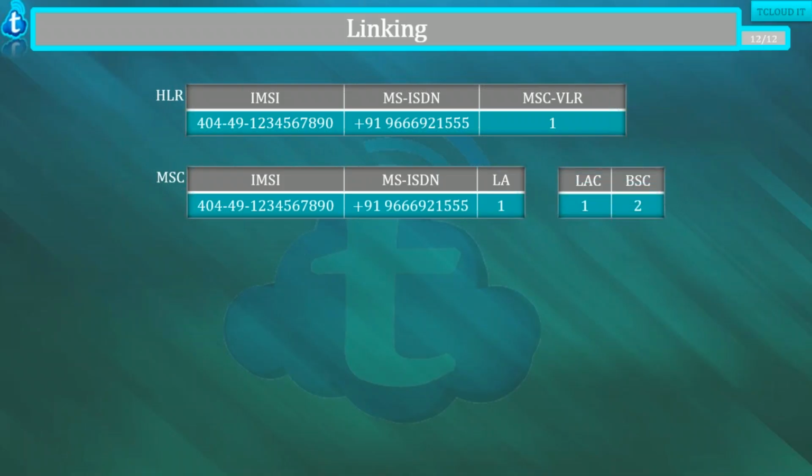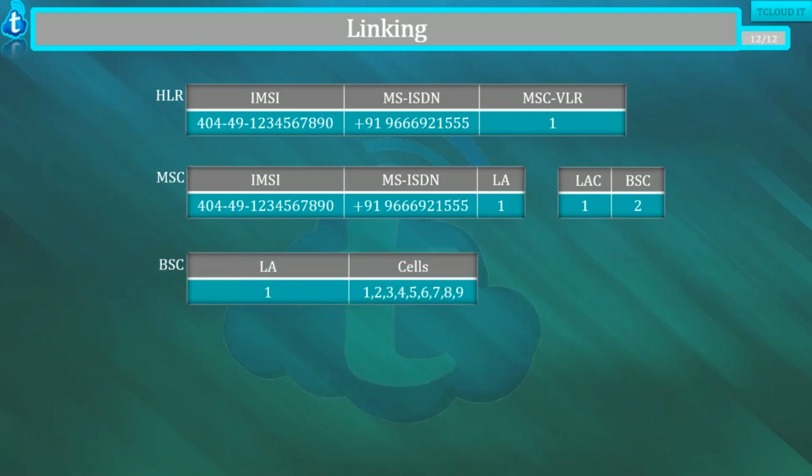MSC also knows which BSC is serving this location area. It maintains that information as well. And then the BSC maintains information about how many cells a location area is spanning, that is, how many cells are grouped together as a location area. That detail is known to the BSC.